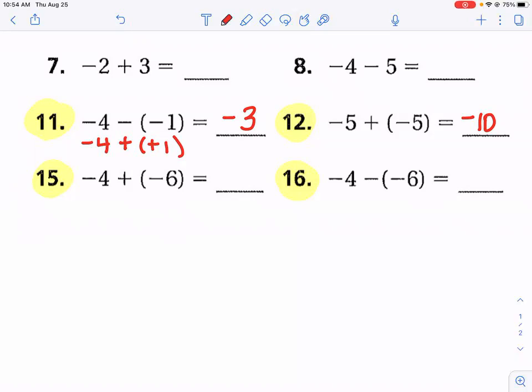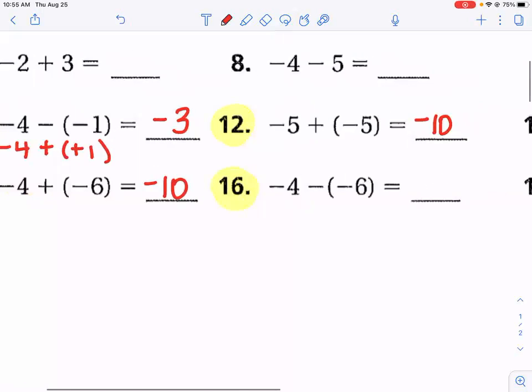Okay. Braxton, what'd you get for 15? -10. Ooh, -10 again? All right. Jada, can you explain how you got -10? All right, so we're adding, so we don't have to do anything to it. And she said, since they have the same sign, we can add the 4 and 6 and keep the sign. Okay, very good.